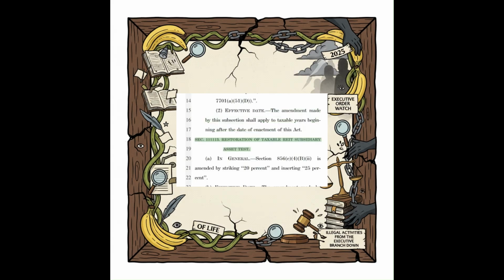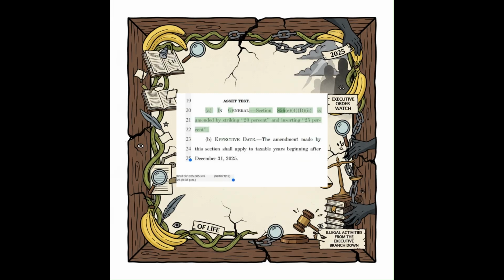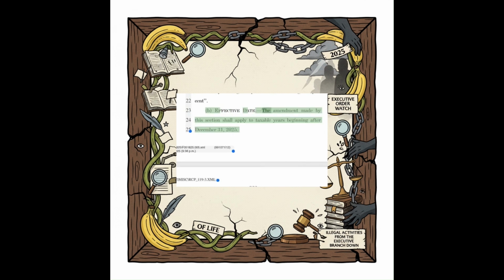Restoration of taxable REIT subsidiary asset test. Section 856 is amended by striking 20% and inserting 25%. The amendment made by this section shall apply to taxable years beginning after December 31, 2025.